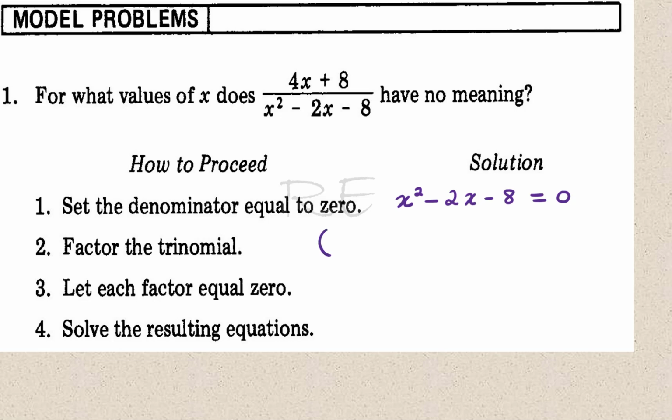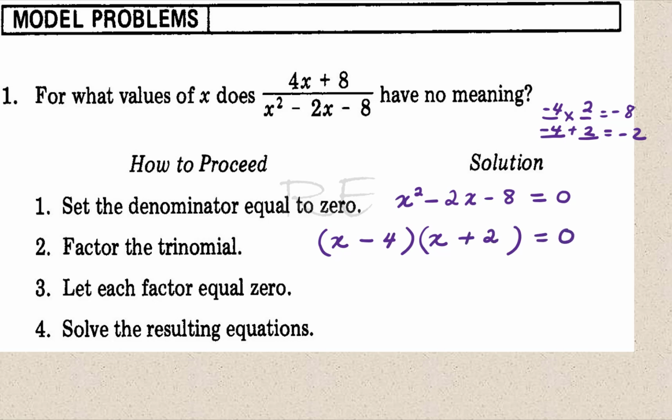Now we're going to factor the trinomial. The product of two integers is equal to negative 8, and the sum is negative 2. So the product is negative 8, the sum is negative 2. So it's going to be negative 4 and positive 2. Negative 4 plus positive 2 is negative 2. X minus 4 times x plus 2 is equal to 0.